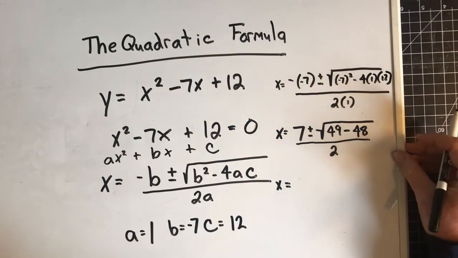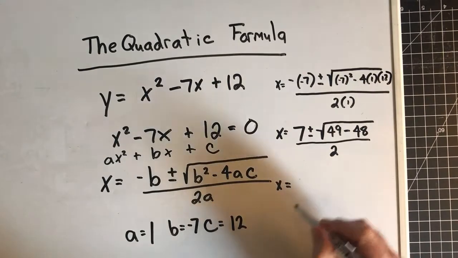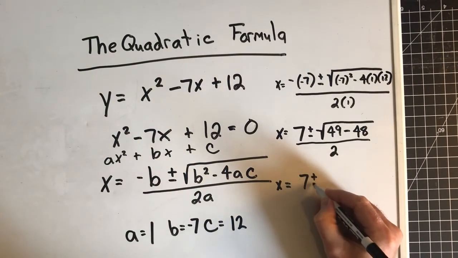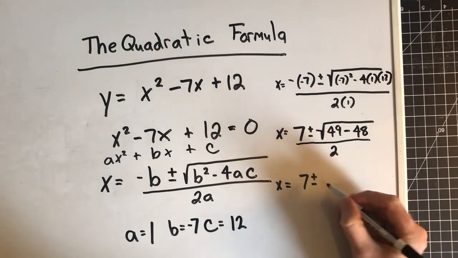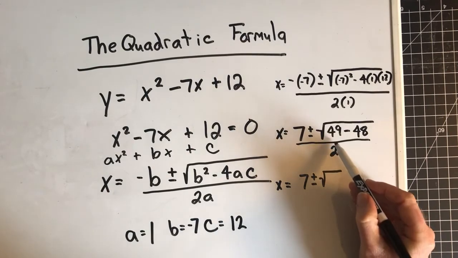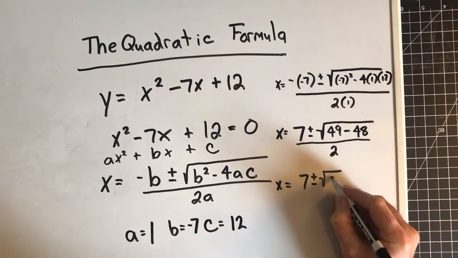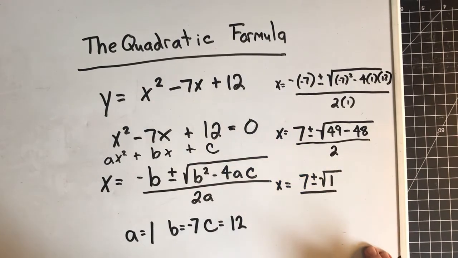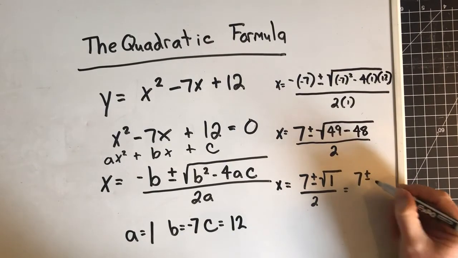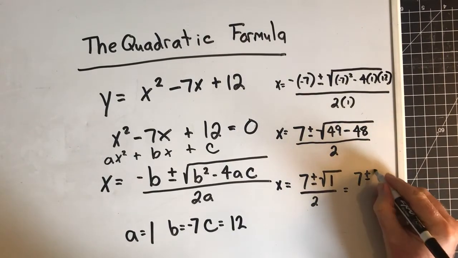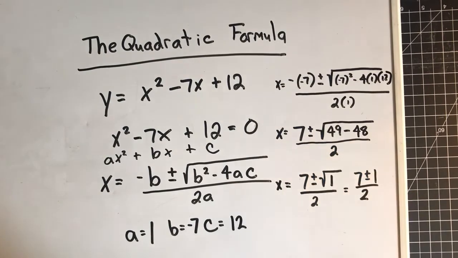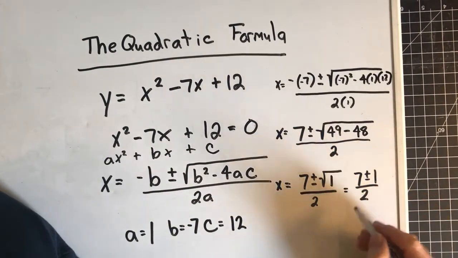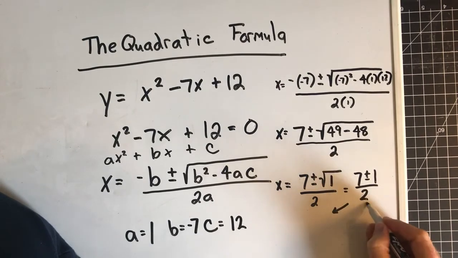All right, let's continue to simplify. x equals 7 plus or minus, well, the square root of 49 minus 48, well, that's 1, all over 2. All right, equals 7 plus or minus the square root of 1 is 1, over 2. So now this becomes 2 answers. Okay?